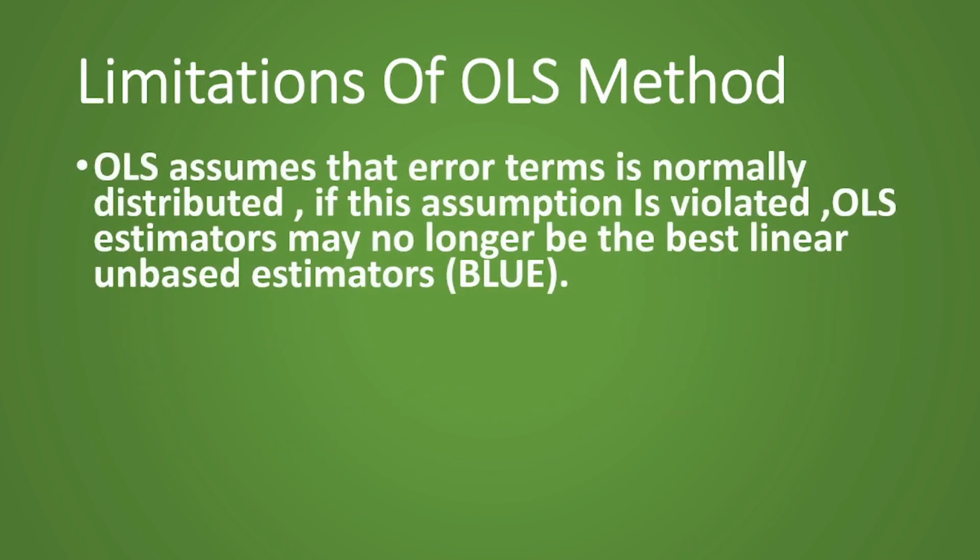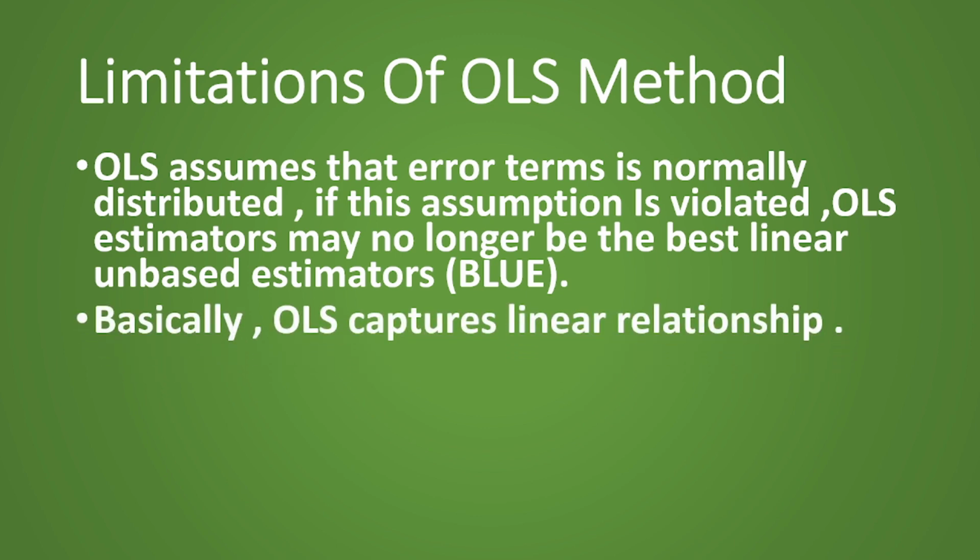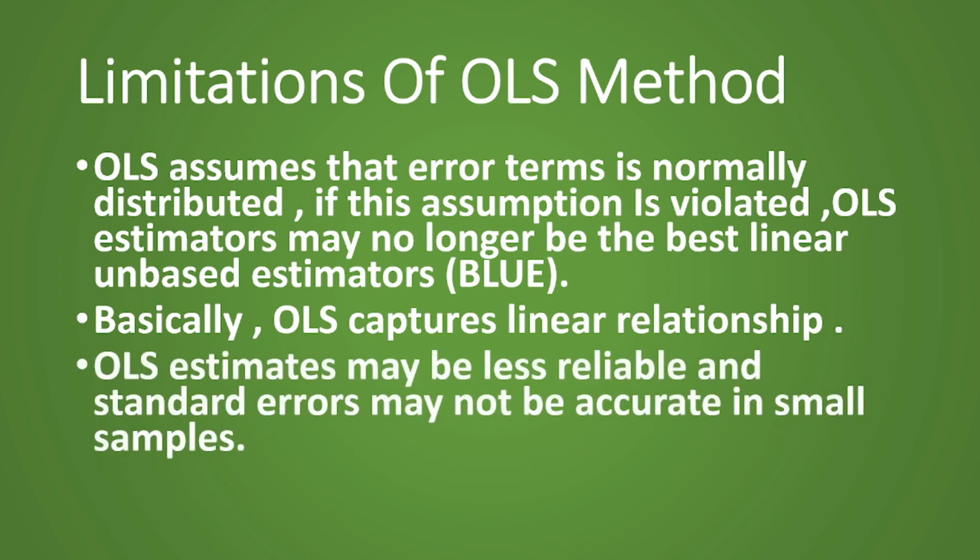OLS assumes that the error term is normally distributed. If this assumption is violated, OLS estimators may no longer be the best linear unbiased estimators. Basically, OLS captures linear relationships. OLS estimates may be less reliable and standard errors may not be accurate in small samples.